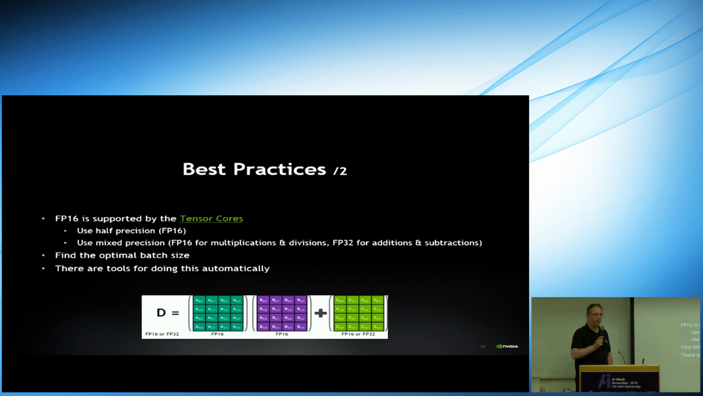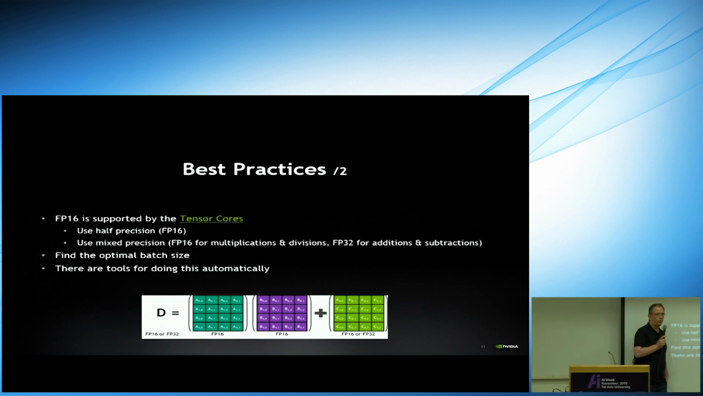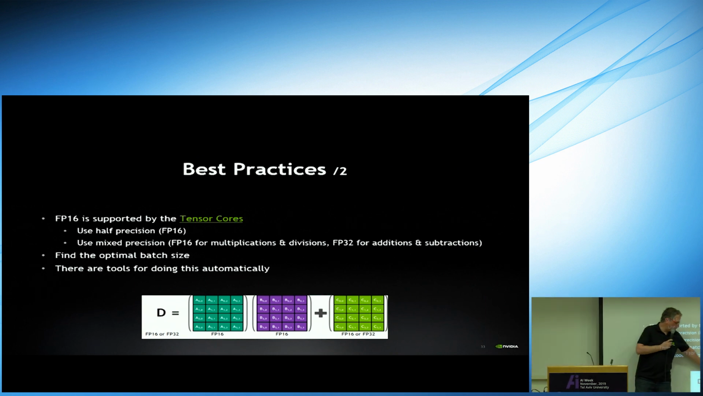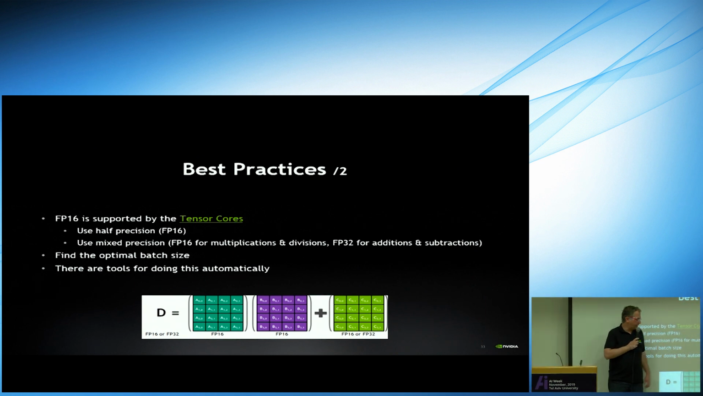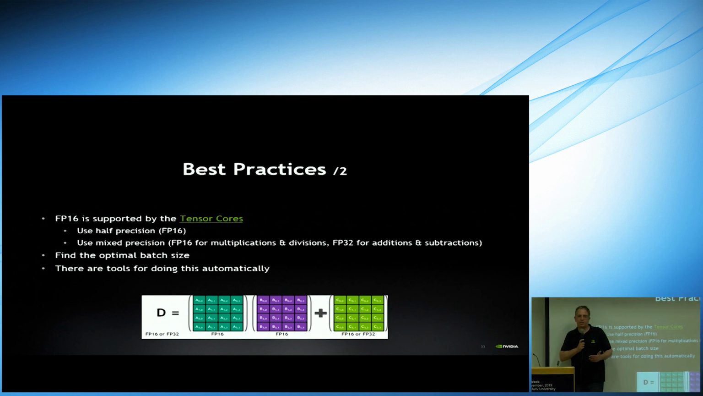For Volta and Turing, so Volta and all of the 20 series, we also have specialized hardware called tensor cores. Tensor cores are able to do this operation where it multiplies 2 matrices and then adds a third one. It can do this in 1 clock cycle for 4x4 matrices. So an optimized path for doing FP16 math.